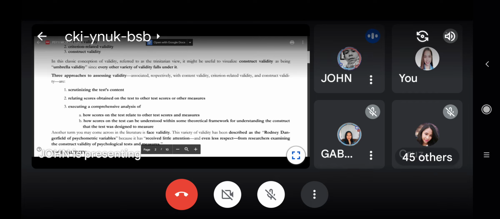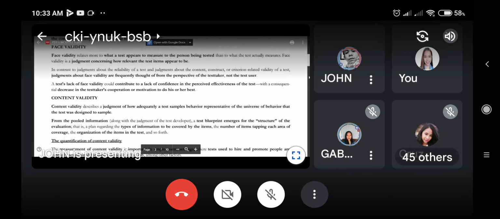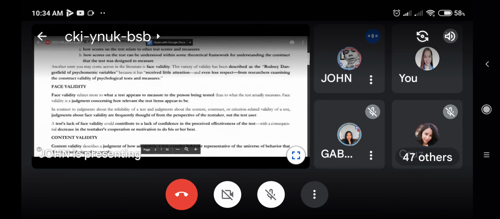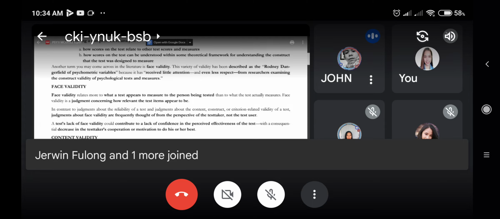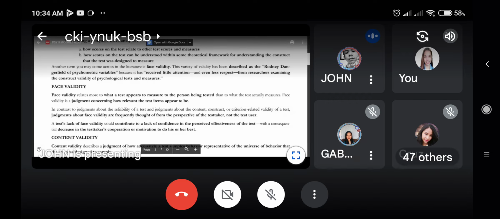Is face validity. Okay, so when you say face validity, this is an additional type of validity. It was described as the "Rodney Dangerfield" of psychometric variables because it has received little attention. Kumbaga, hindi na masyadong pinapansin tong face validity, but it pertains to the logistic aspects of the test.